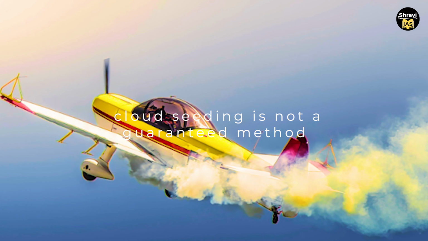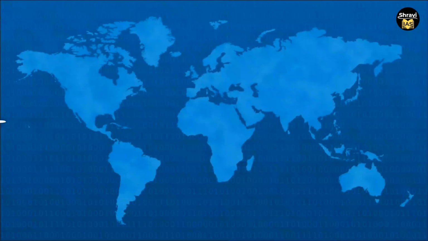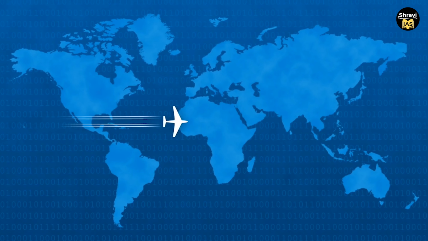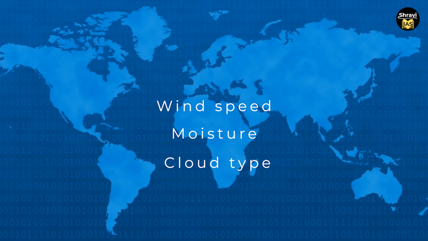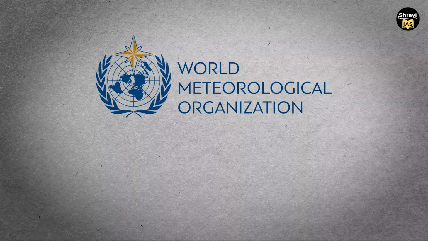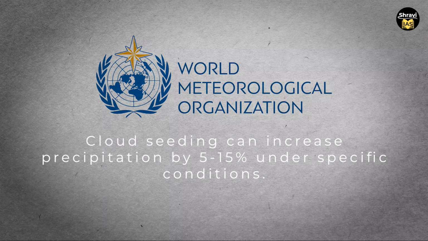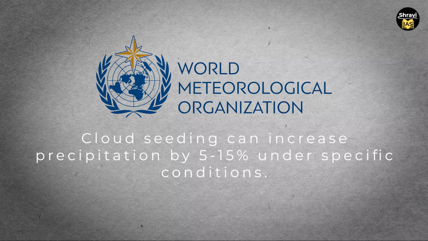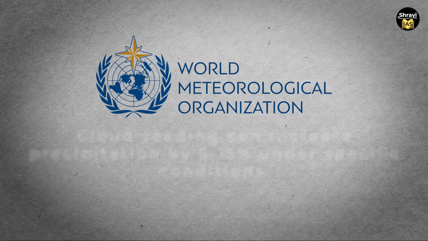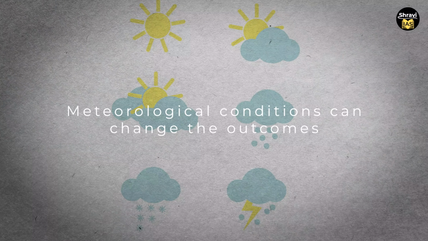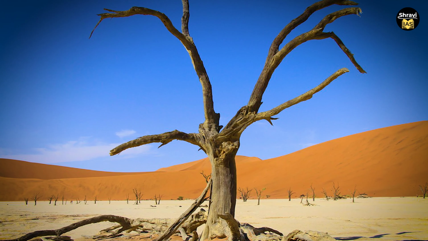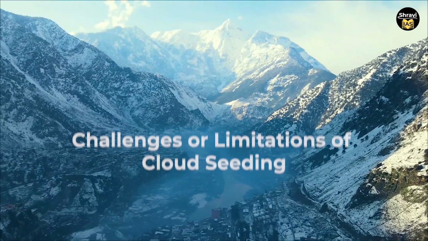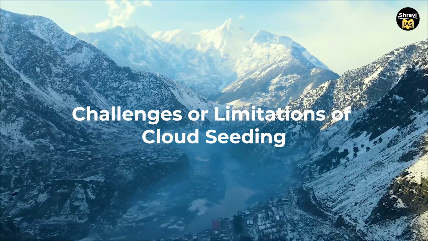However, cloud seeding is not a guaranteed method as it is highly influenced by factors such as wind speed, moisture in the clouds, and cloud type. The data from WMO indicate that cloud seeding can increase precipitation by 5 to 15% under specific conditions. These meteorological conditions can change the outcomes. Apart from that, it also comes with some challenges or limitations. Let's understand the challenges or limitations of cloud seeding.